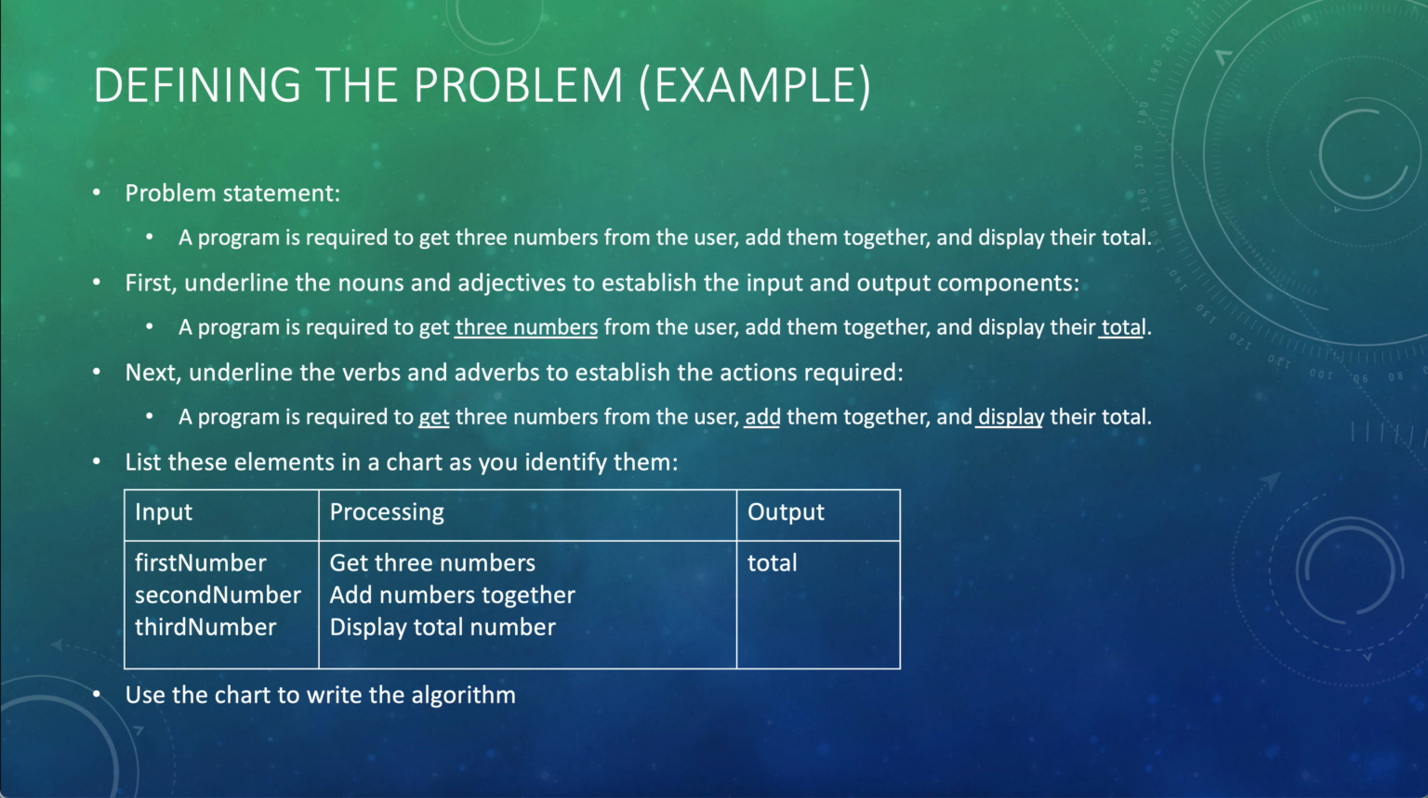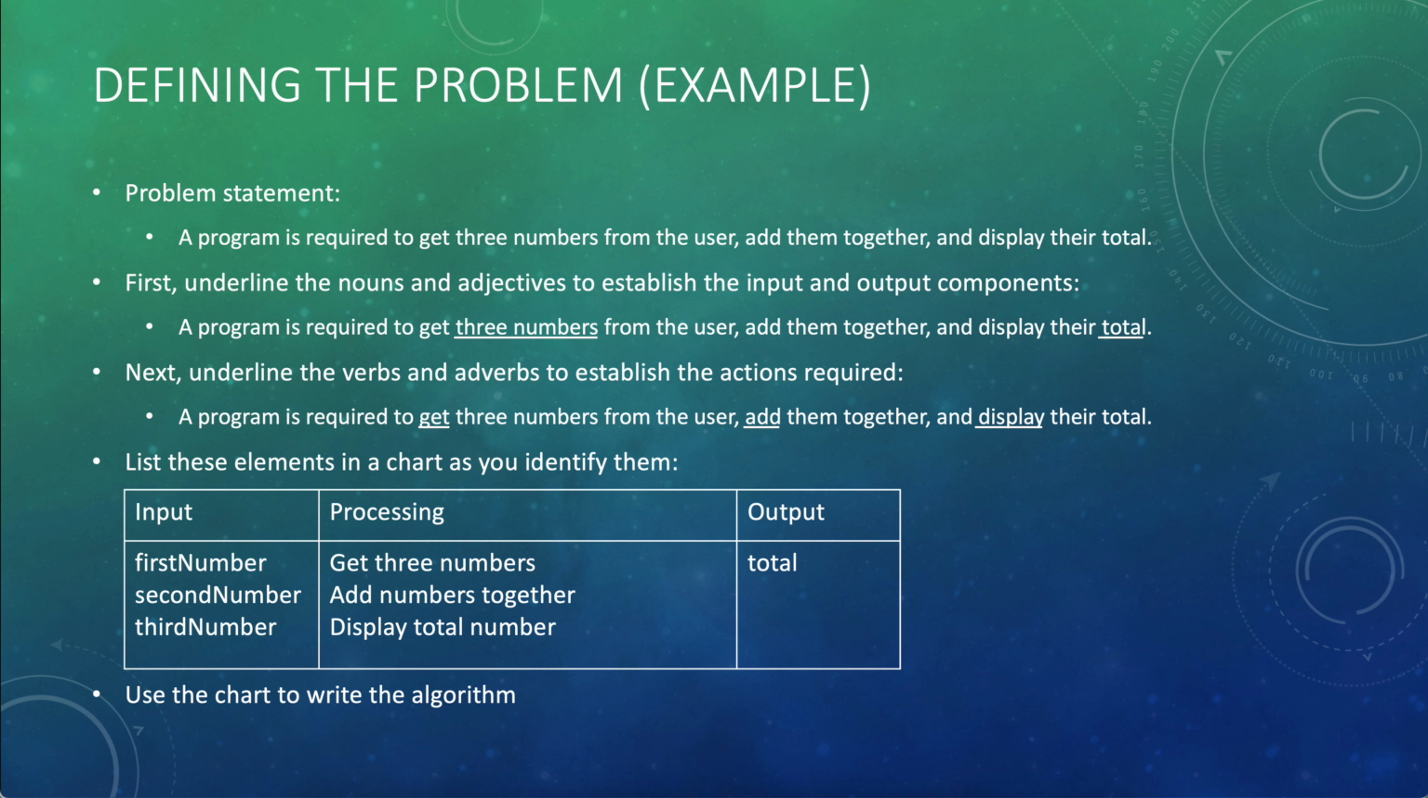So we already know that we are putting 3 numbers into the program, and we want to get the total of those 3 numbers. In the chart below, you can see it's just an easy way to jot down these items as you figure them out, and this can help you later as you're designing the program. In my input section, I put first number, second number, and third number. So those are my 3 numbers. And in output, I have total.